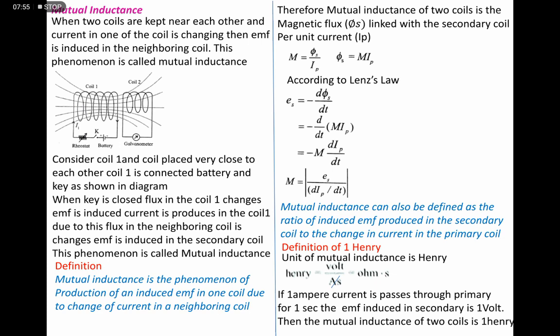Again, a simple topic. It is the same as self inductance. The only difference is that in self inductance a single coil is there, and here in mutual inductance we have to consider two coils together. Now the next article is coefficient of coupling between two circuits.